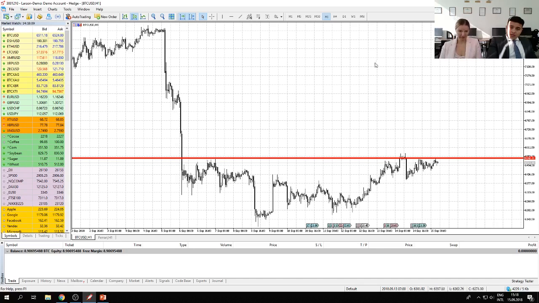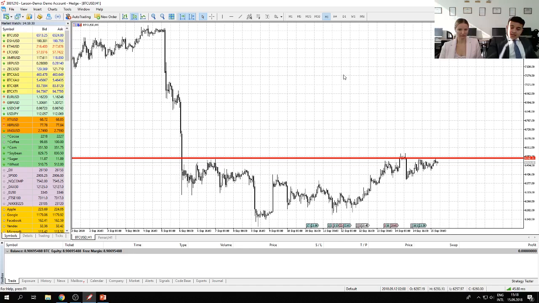So one of the first things you need to understand is that you start your analysis with the higher time frame. With some of the instruments, you can go as high as a monthly chart. You can go as high as a weekly chart, daily, etc. So that's obviously one of the things to point out.